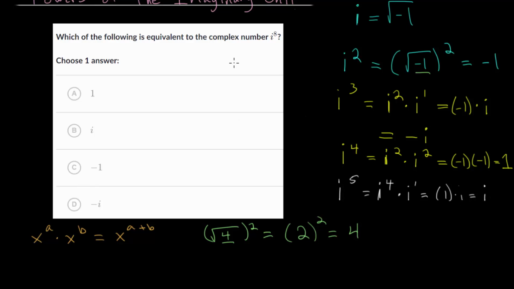Let me delete this, and then we can keep going. Let's now look at i to the 6th power. We're again going to pull out an i to the 4th, since we know that's just equal to 1.